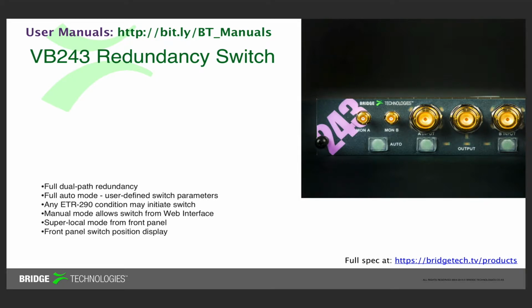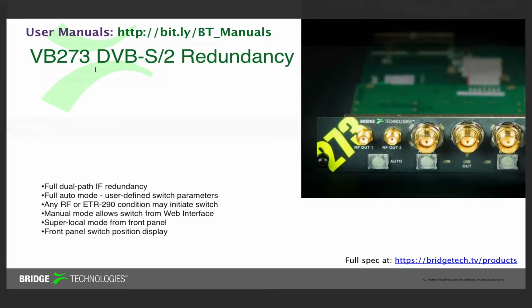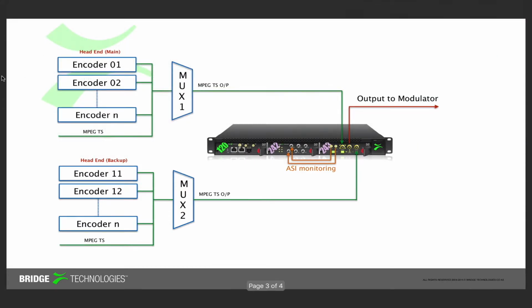I'm just showing you the slide so that you can see what it looks like and the difference between the 243 and the 273. So the 273 is, as I said, the satellite redundancy. We'll be looking at these in far more detail, but I wanted to show you the concept behind redundancy switching. So we would normally have a main and a backup feed. This again is the 242, 243 ASI redundancy switch.